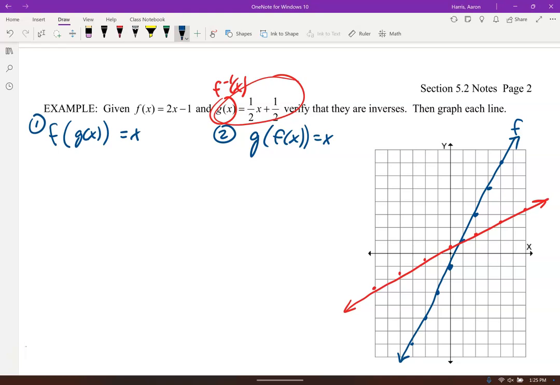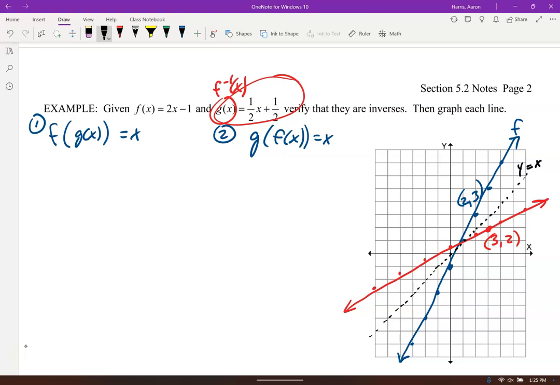You could check a couple points, like f has 2, 3. So if they're truly inverses, then the inverse should have 3, 2, right? And so on. So they flip-flop. All those points flip-flop because these are reflective about that line y equals x. There's y equals x, right? They're reflective about that line. Well, visually we can see it, but let's go ahead and prove it algebraically.